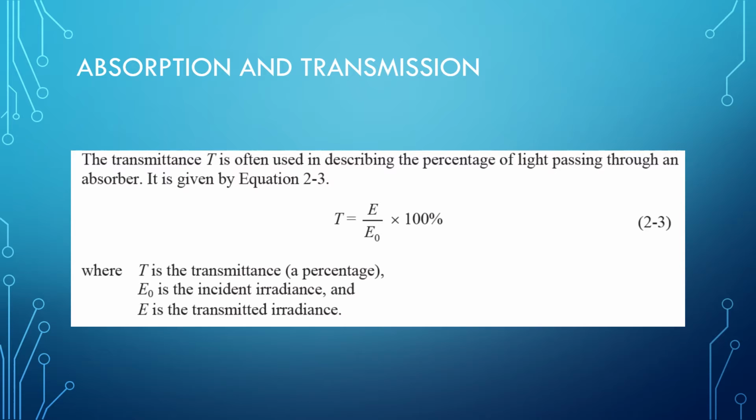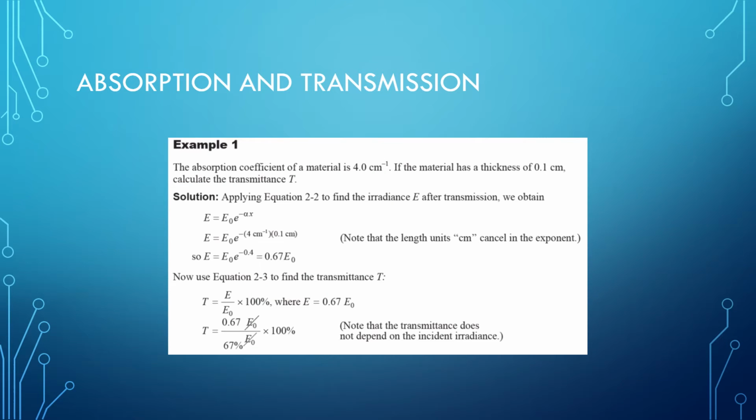Most optical glass materials transmit nearly 100% of visible light from the near ultraviolet to the near infrared range. However, transmittance generally decreases beyond these regions. The following example will show how to use equations 2-2 and 2-3 in calculating transmittance. So here I have example 1.